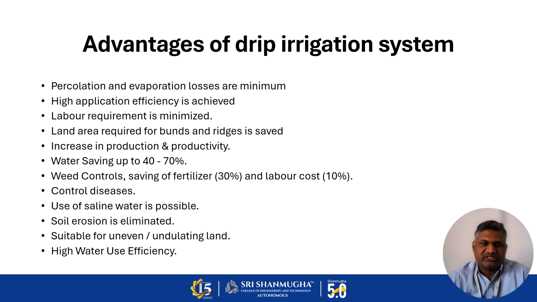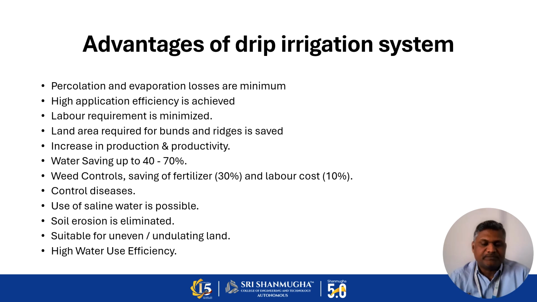Then diseases are controlled, and use of saline water is also possible. Soil erosion is eliminated. One of the prime objectives of drip irrigation is soil erosion control. It is also suitable for uneven, undulating areas. Since we are supplying the irrigation water through the pipe network, it is possible to supply the water in undulated or uneven areas.